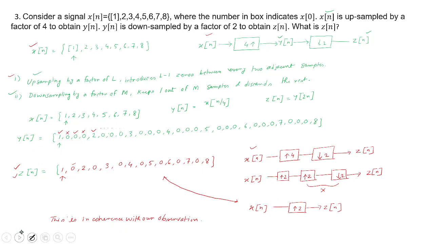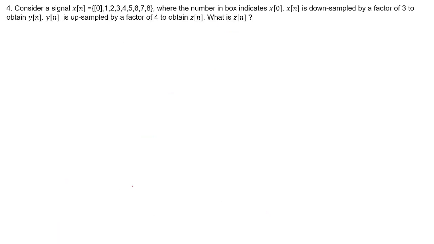Okay, with this we'll move to the fourth question, where again there is a similar kind of question, but the order of the upsampler and downsampler blocks is kind of reversed. So we'll see what kind of impact it is going to make. But let us first write down the sequence xn.